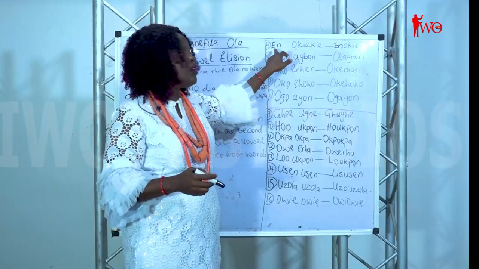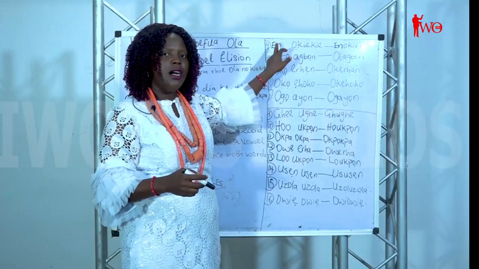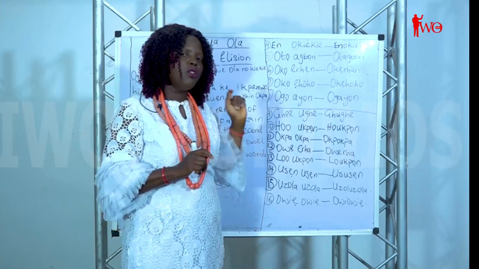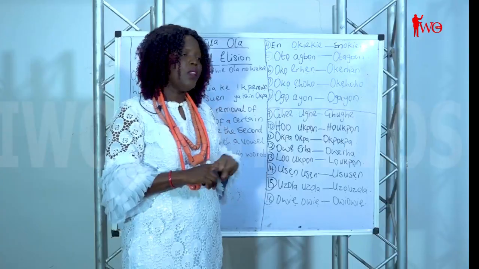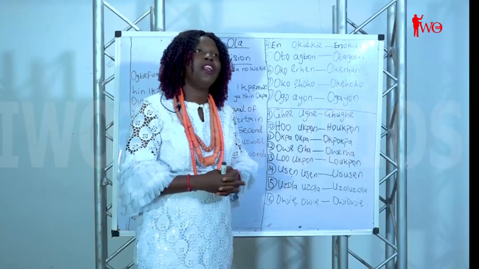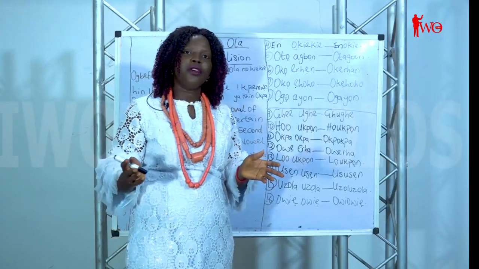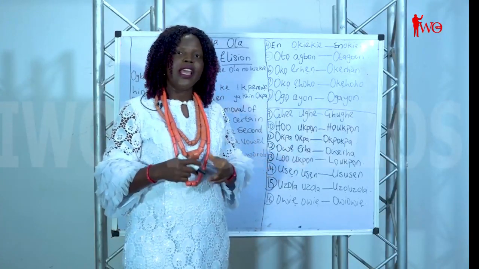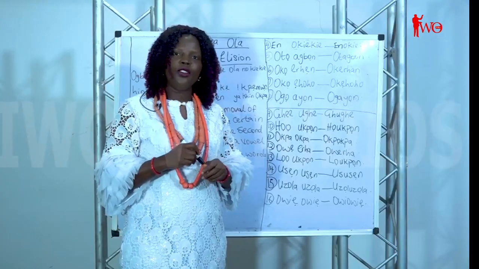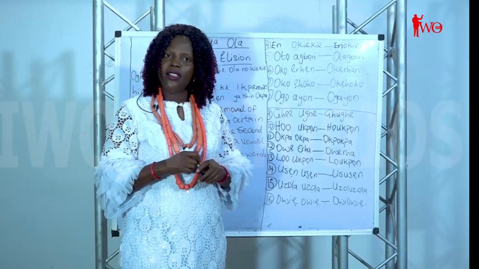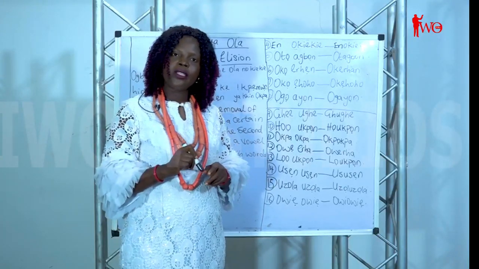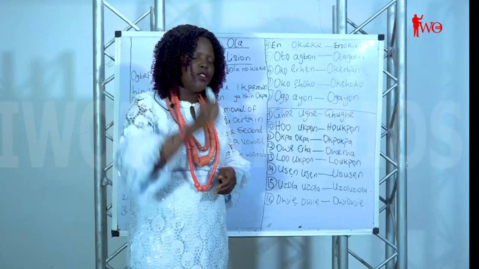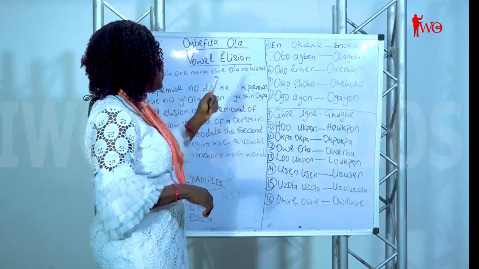Every name must begin with a vowel letter. That's why you see some people call Paul, Epolu, and Peter, Epeta. It's not because they don't know how to pronounce Peter or Paul. It's because words, or names, in Benin have to begin with a vowel letter.